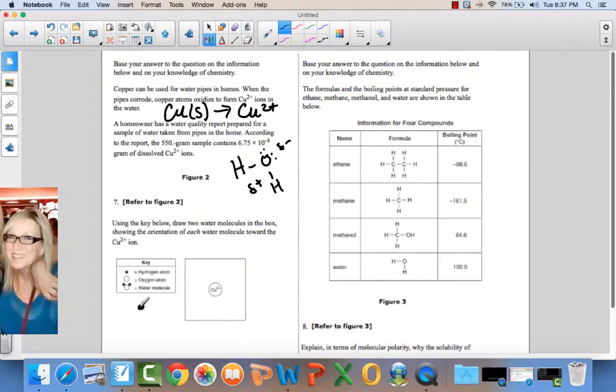So if this is my water molecule, I'll draw it a little bigger. Here's my H2O, then this side is negative and this side is positive, which means that when you drew your molecule, and everybody did it wrong, well, not everybody, 90%, the negative side had to be facing the positive Cu2+, because like charges repel, opposites attract.